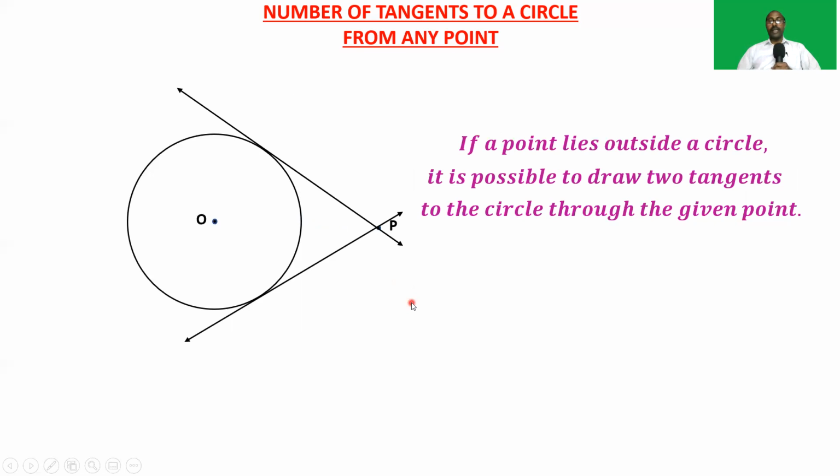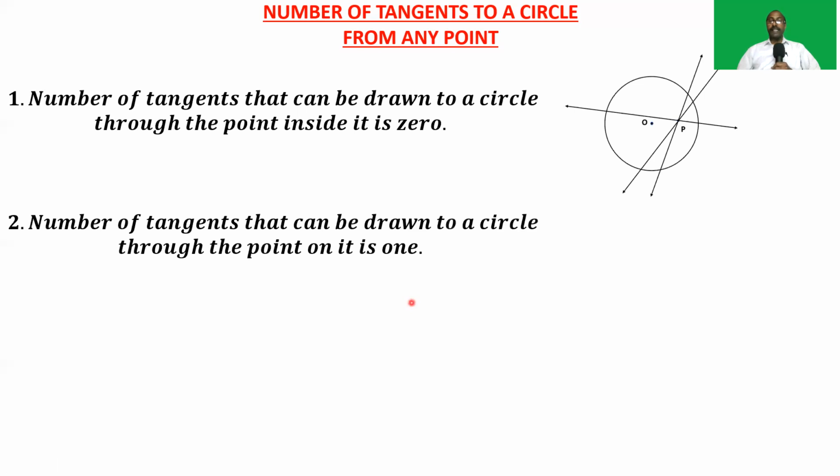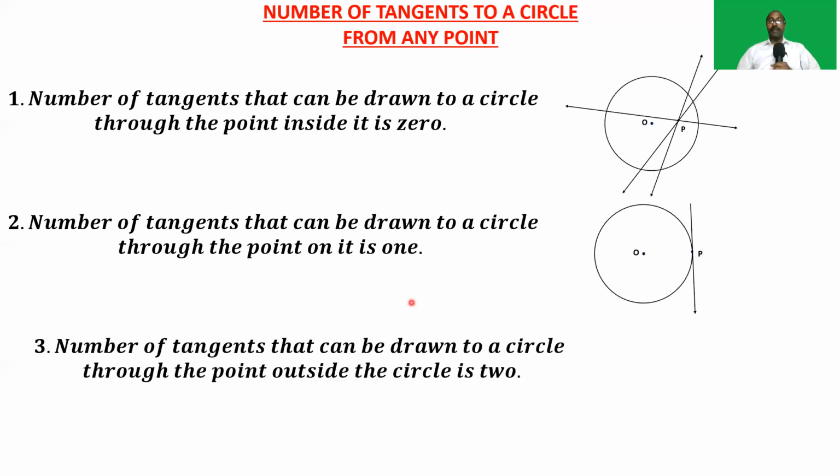Now we can conclude that the number of tangents that can be drawn to a circle through a point inside it is 0, and the number of tangents through a point on it is 1, and the number of tangents through a point outside the circle is 2. So 0, 1, 2. These are the different cases.